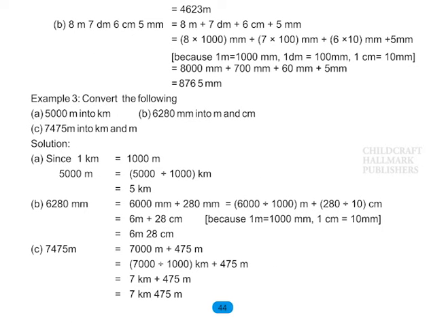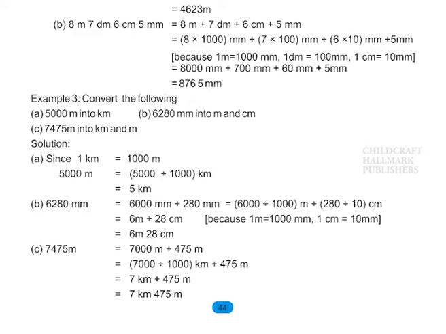Example 3. Convert the following: 5000 meters into kilometers, 6280 millimeters into meters and centimeters, 7475 meters into kilometers and meters.